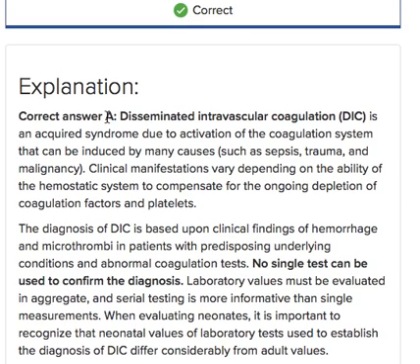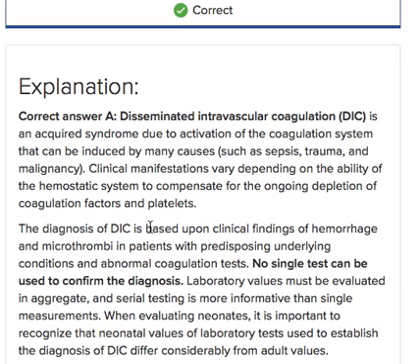The correct answer is A. Disseminated intravascular coagulation, DIC, is an acquired syndrome due to activation of the coagulation system that can be induced by many causes, such as sepsis, trauma, and malignancy. Clinical manifestations vary depending on the ability of the hemostatic system to compensate for the ongoing depletion of coagulation factors and platelets.